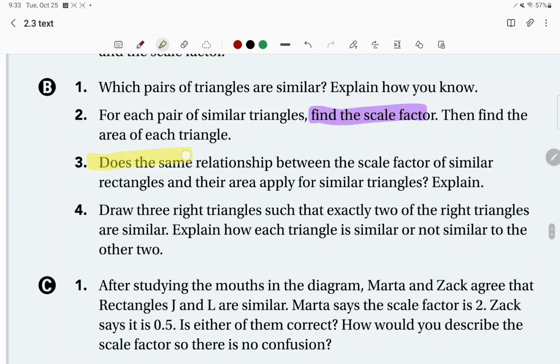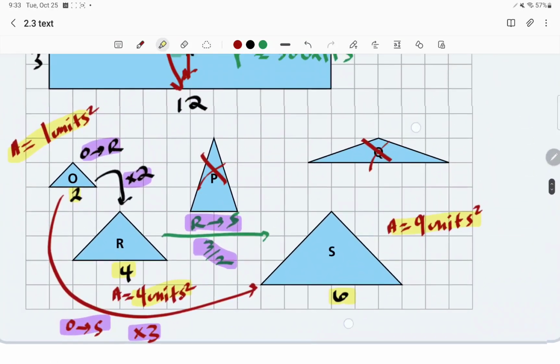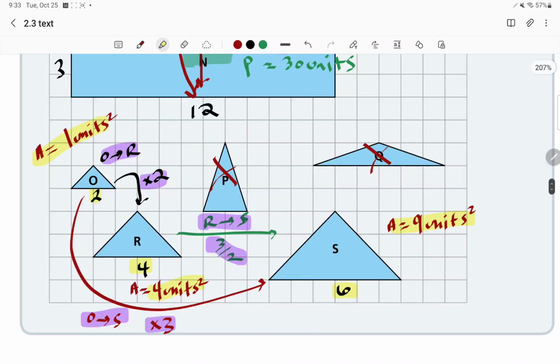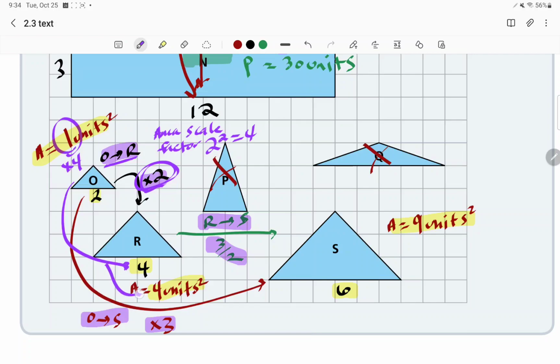Does the same relationship between scale factors, similar rectangles, and their area apply? Okay, so if we take a look at that, remember it should be the square of the scale factor. So if we look at the first one, you get a color here, it's going to be purple. If we look at the first one, O to R, scale factor of 2. Well, the scale factor is 2, so the area scale factor should be 2 squared, which is 4. So this area right here should be times 4, which it is.